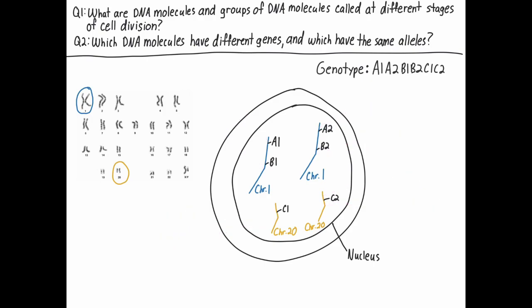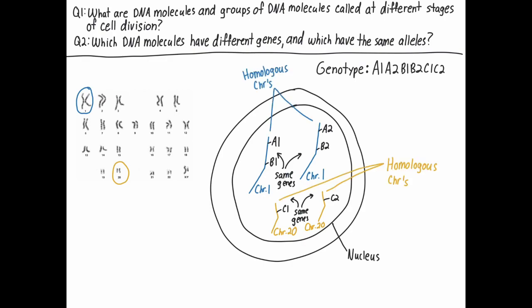The pair of chromosomes of the same type, for example, these two chromosome 1s, have the same genes. They are therefore called homologous chromosomes, the prefix homo meaning same. Chromosomes of different types, such as chromosome 1 and chromosome 20, have different genes and are called non-homologous chromosomes.